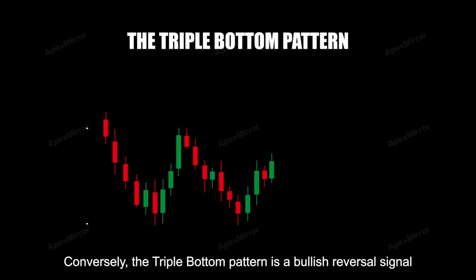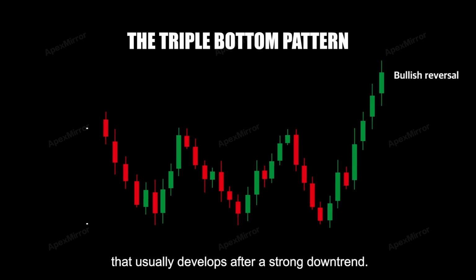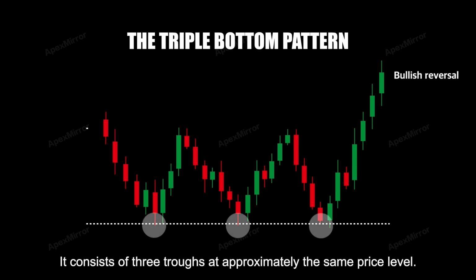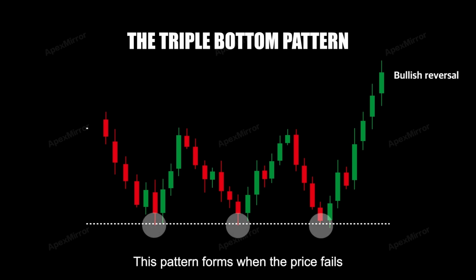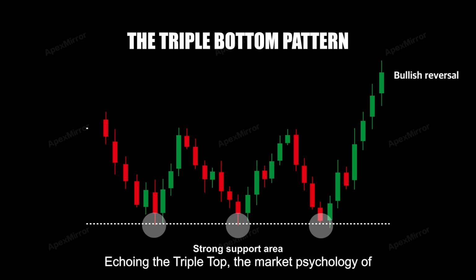Conversely, the triple bottom pattern is a bullish reversal signal that usually develops after a strong downtrend. It consists of 3 troughs at approximately the same price level. This pattern forms when the price fails to break through a support level 3 times, suggesting a strong support area below. Echoing the triple top, the market psychology of the triple bottom pattern reflects a reverse scenario.